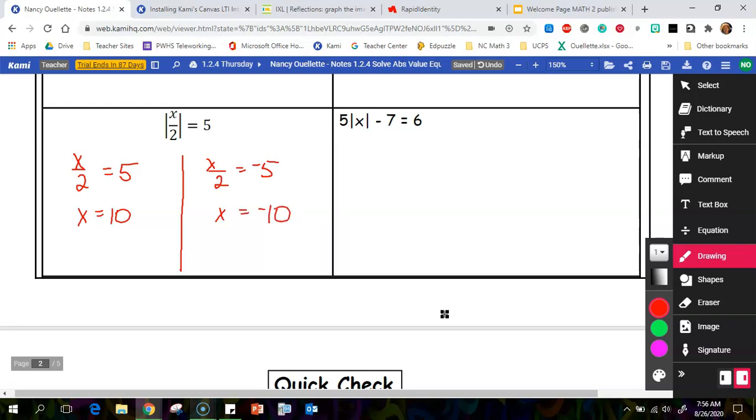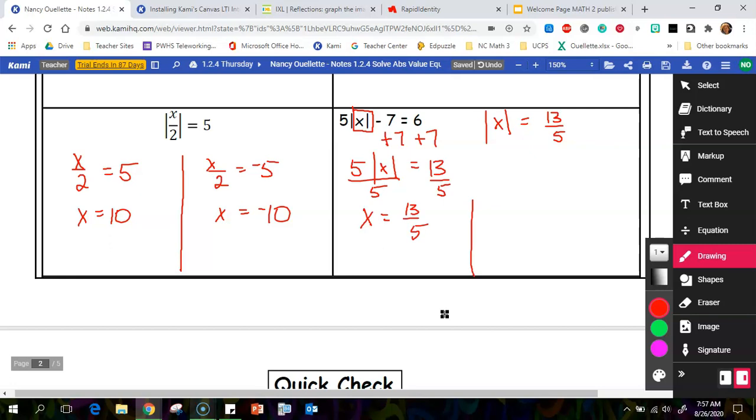This one I need to isolate this part right here. So I'm going to add 7. So don't take it out of the absolute value until you've gotten it all by itself. That's going to be 13. And then I need to divide by 5. I'll write this over here. Absolute value of x equals 13/5. We'll just leave it like that. And then I can take it out of the absolute value. X equals 13/5. X equals -13/5.